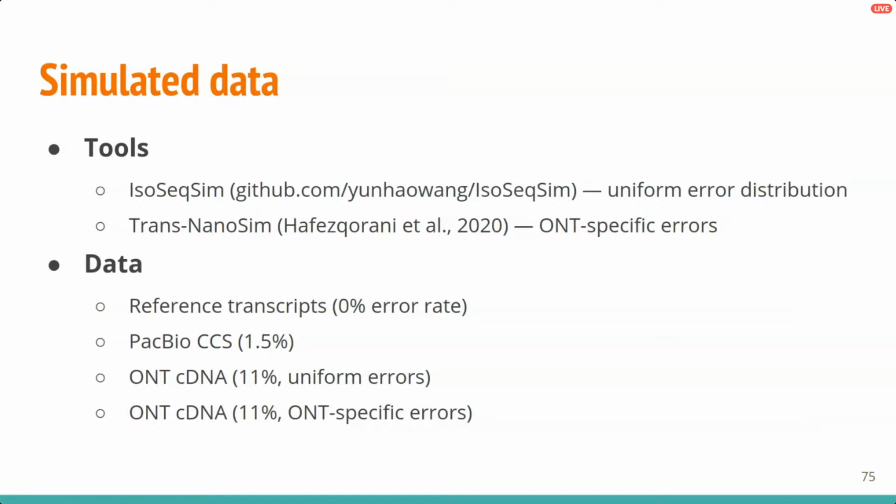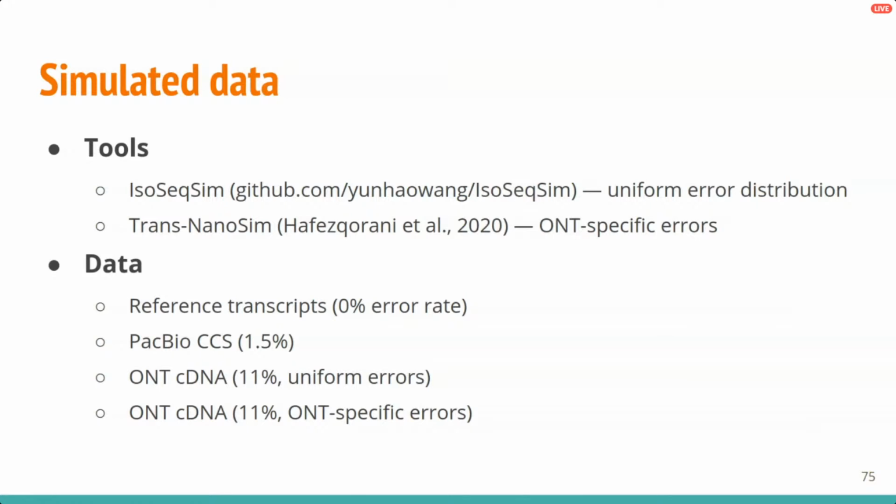It's more sophisticated. It learns a model on real data and then tries to insert some nanopore specific errors. And also it can do intron retentions and introduce junk reads and so on. So reads produced by TransNanoSim are closer to what nanopore sequencers do produce. And to test our tool, we simulated several types of data.